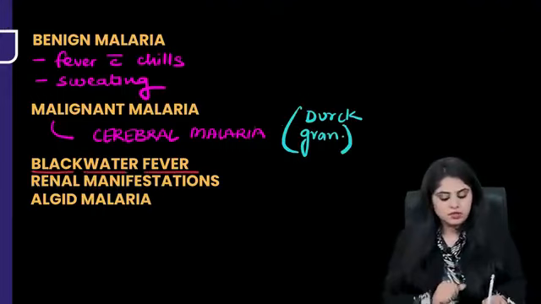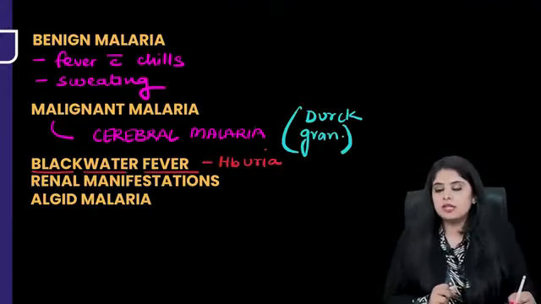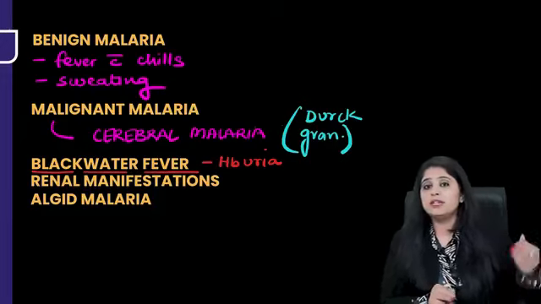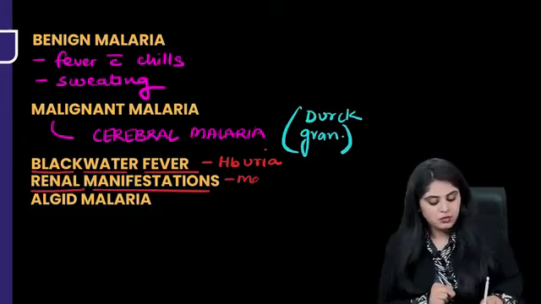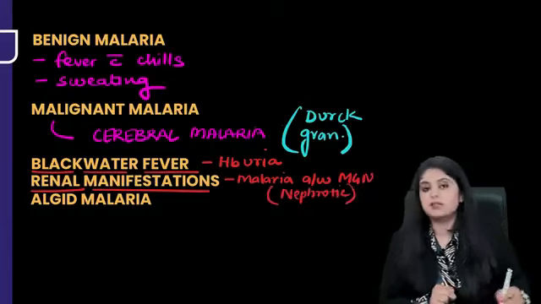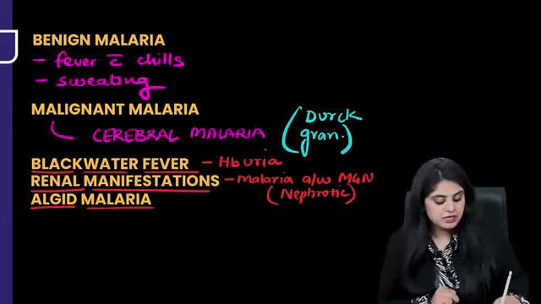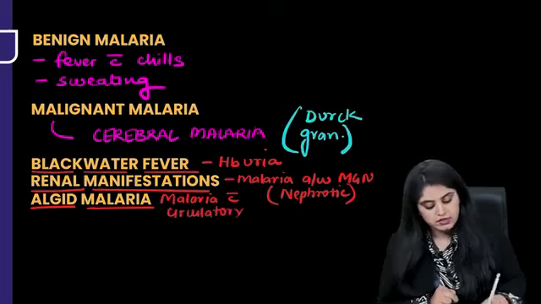You knew fever, ma'am. What is black water? Hemoglobinuria. It is possible. There can be blood breakage, there can be hemolysis. Hemoglobinuria will make it black urine. So black water fever. Renal manifestations: yes, now we know that malaria has been associated with MGN, membranous glomerulonephropathy, basically associated with nephrotic syndrome. And finally, algid malaria, in which malaria has been associated with circulatory failure, and that is going to be algid malaria.